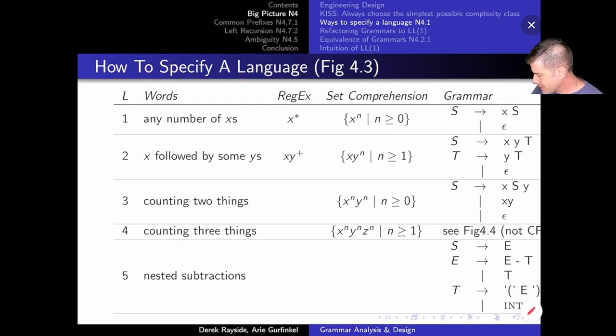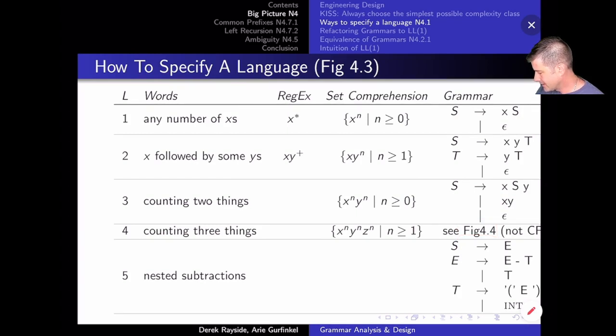Okay. Now, this is where the limit of context-free comes in. If we happen to want to count three things, so we have not open and closing brackets, but something else and something else, then we no longer can do that with a single stack. And so this language is no longer context-free. You can see figure 4.4 in the notes to see how the grammar for it will look.